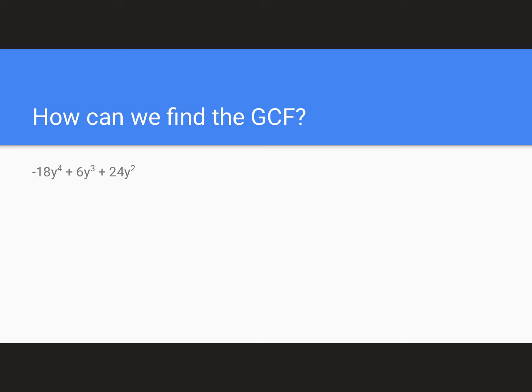Well, that's real easy. All we can do is separate these numbers down into their prime factors. So for negative 18 y to the fourth, I know it has 4 y's. So that's 1, 2, 3, 4 y's. And then it also has a negative 1 because it's negative. And then it's 3 times 6, which is 3 times 3 times 2.